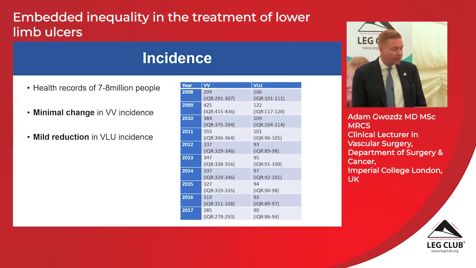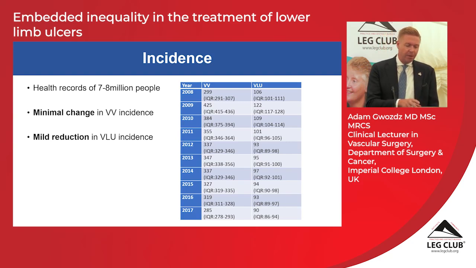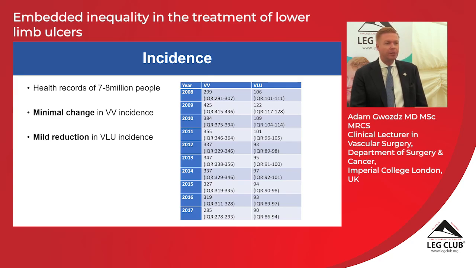Well, we had between 7 and 8 million people that had research level data collected on them. And what we saw was minimal changes in the incidence of varicose veins and only a mild reduction in venous leg ulcer incidence. So what you have on the figure on the right is the incidence per 100,000 people.